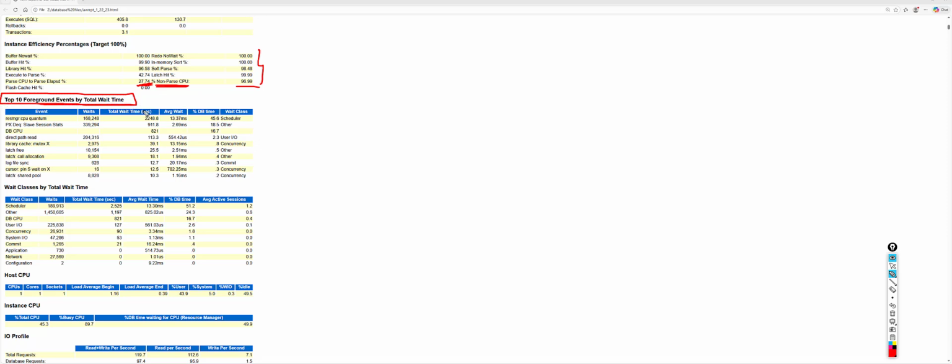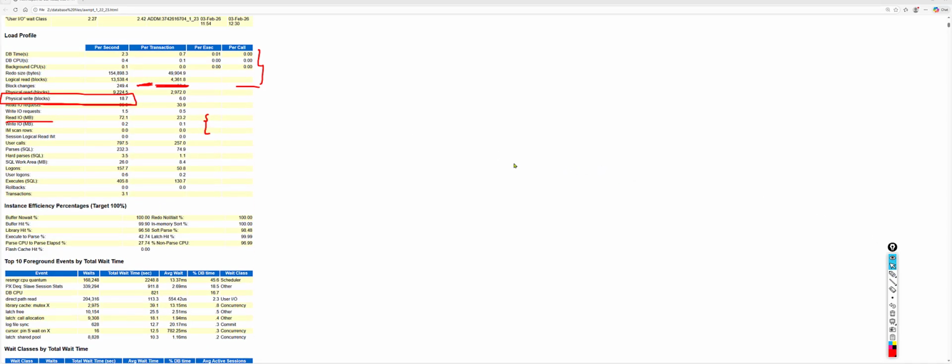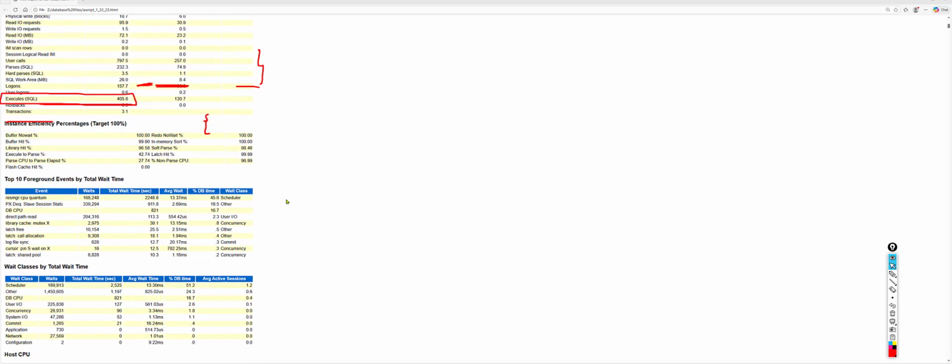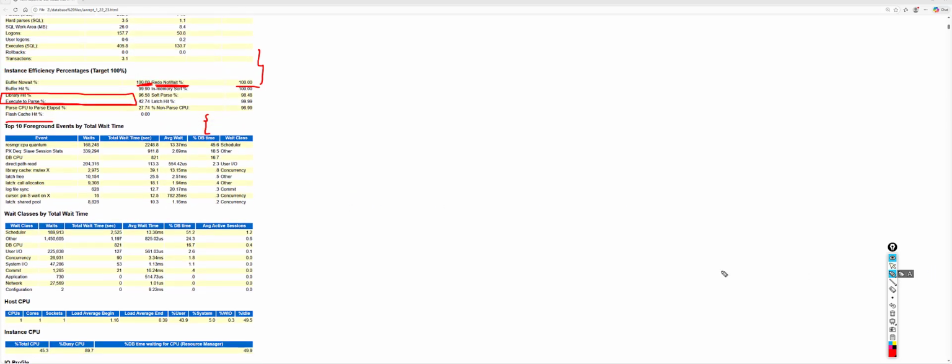Next is the most important section that everyone will see: the top 5 foreground wait events or top 10 foreground wait events. Here you need to first check the percentage of DB time. So what is the DB time? Here DB time is 82 minutes. Out of those 82 minutes, almost 45% is spent on resource manager CPU quantum.